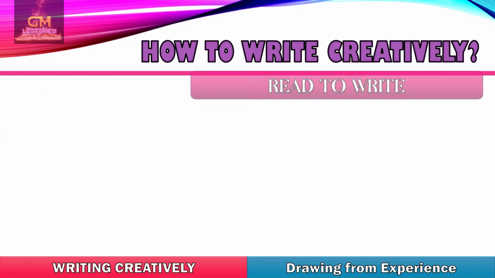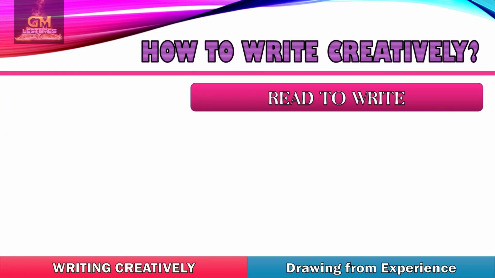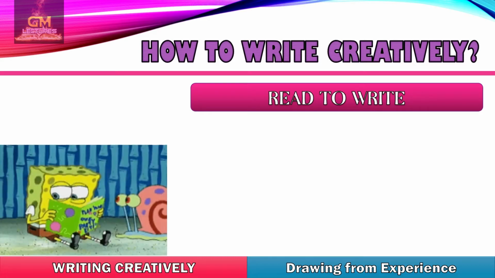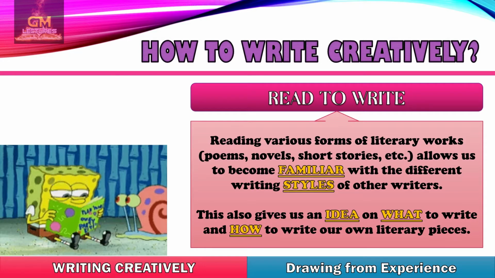Now, one possible tip that we could use whenever we want to start writing is to read. When we say we read to write, it means reading various forms of literary works such as poems, novels, short stories, etc. This allows us to become familiar with the different writing styles of other writers. Reading also gives us an idea on what to write and how to write our own literary pieces.